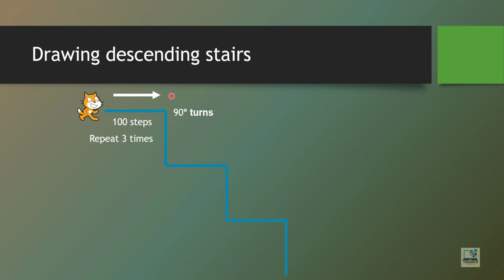Okay. So here, in order to draw the descending stairs, once I have to move clockwise in this angle here, and then I have to move anti-clockwise. Then only this angle is complete. Move 100 steps, take clockwise turn, move 100 steps, take anti-clockwise turn. And we have to repeat that how many times? We have to repeat 3 times.